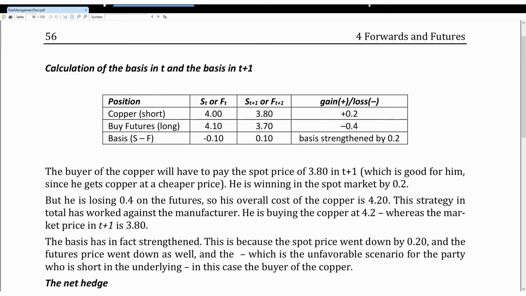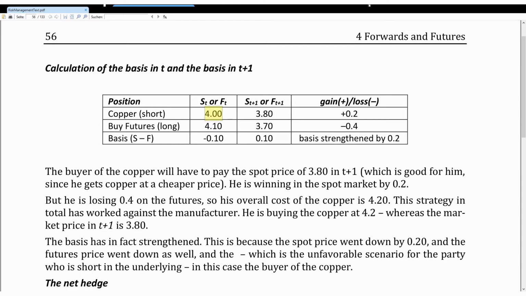He's short in the copper, which means he would have paid 4. Now he would have to pay 380. That makes him actually a little bit happy because he saves 20. But his long position in the futures loses 40. The futures goes down by 40 cents. That gives him a loss of 40 cents. So overall, he's losing 20 cents compared to the price that he would have paid in time t.